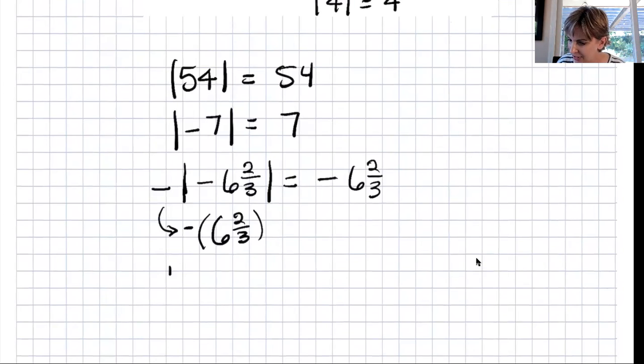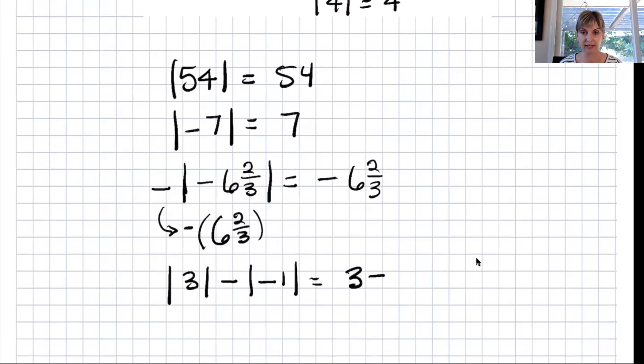Okay, let's turn it up a little notch. Let's do the absolute value of 3 minus the absolute value of negative 1. So we have two absolute values, 3 and negative 1. What is the absolute value of 3? It's 3. What's the absolute value of negative 1? The distance from 0 to negative 1 is 1, not negative 1, so the absolute value is 1. So that makes our problem 3 minus 1, and 3 minus 1 is 2. And that's our answer.